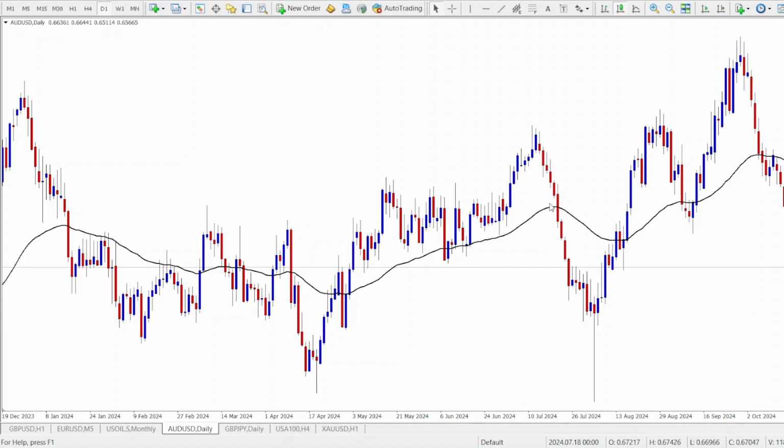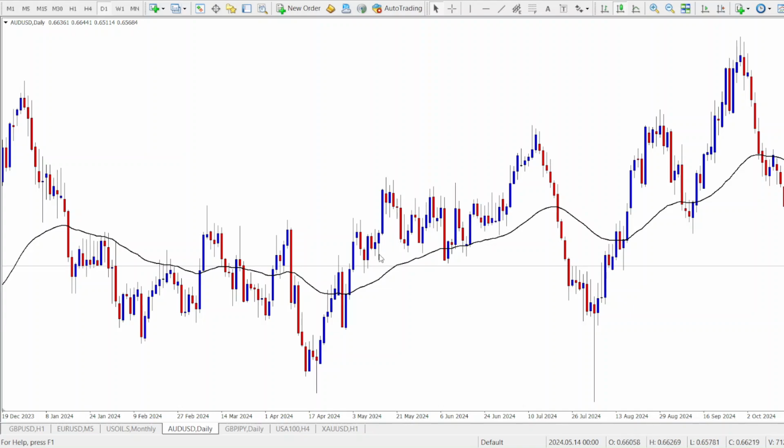The 50 period moving average is a good middle ground. It captures the longer term trend without being too slow to react. So whether you are using the SMA or the EMA, the 50 period moving average can give you a solid sense of where the market is headed over a few weeks. If the price is above the 50 moving average, it's often a sign that the trend is bullish. If the price is below the moving average, it is often a sign that the trend is bearish.